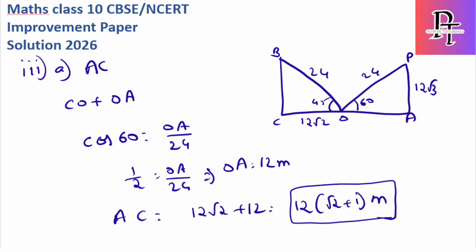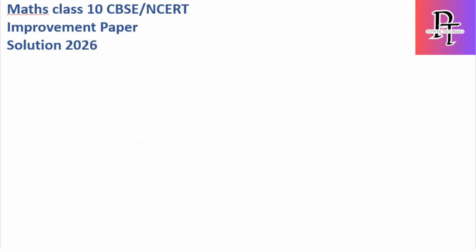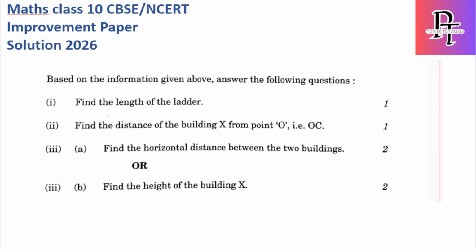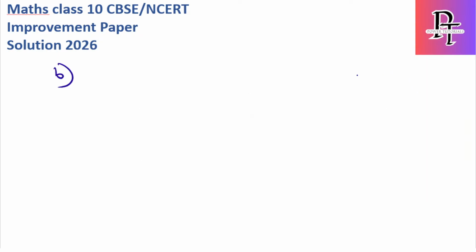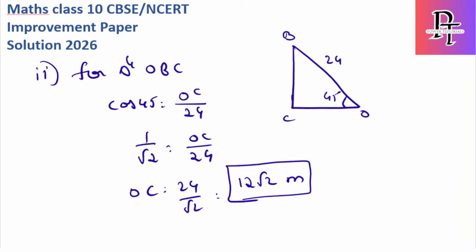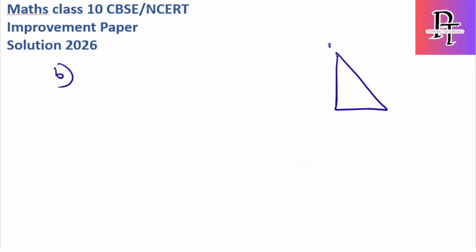Let's solve the B part now. For the B part, they are asking to find the height of building X. For this I have to use the left triangle again. BOC. This we know, 24. This distance we know is 12 root 2. They are asking the height here. So this angle is 45 degrees.